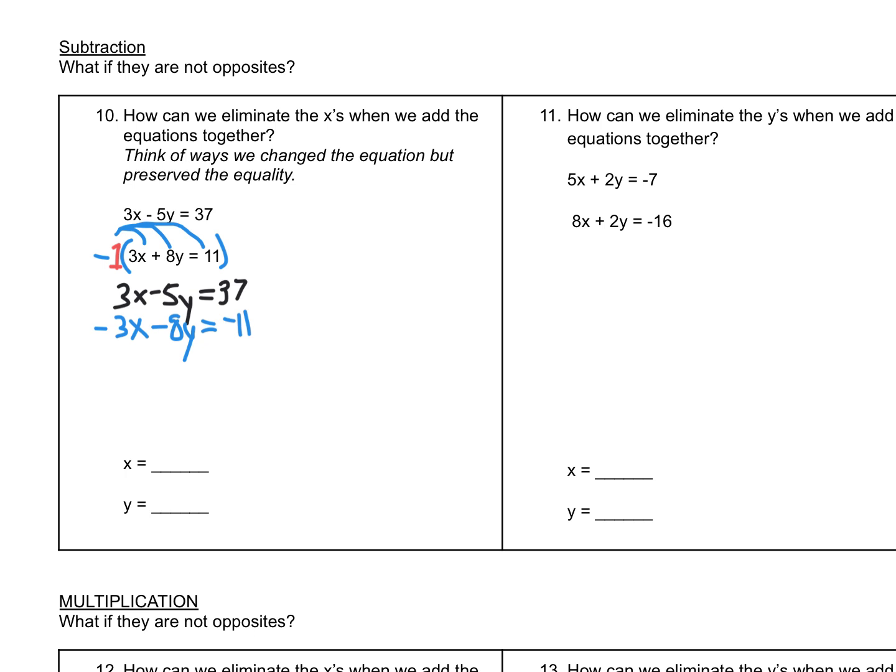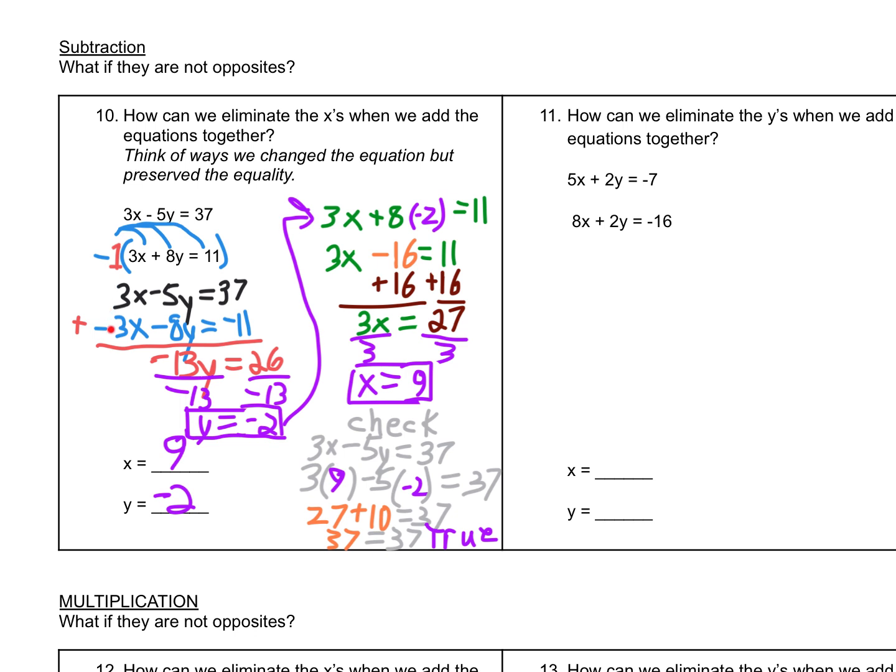Otherwise, that'll look like this. The 3x minus 3x canceled, giving me 0x. Negative 5y minus 8y was negative 13y, and 37 minus 11 was 26. I divided both sides by the negative 13 in front of the y. 26 divided by negative 13 is negative 2. I then plugged in negative 2 in either the top equation or bottom equation. I decided to do the bottom equation.